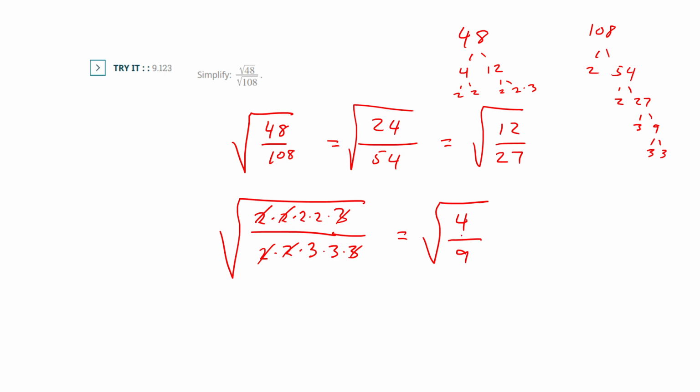Now, let's use our trick again. You could already do this if you see where this is going, but it's also the same as breaking them into the individual ones. And I've got 2 over 3.